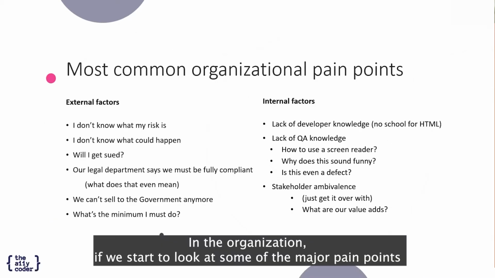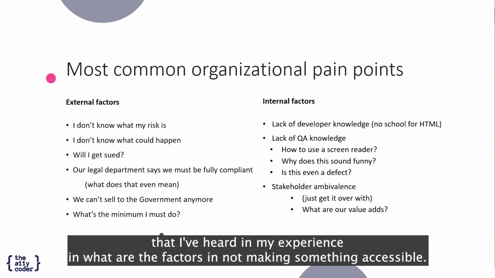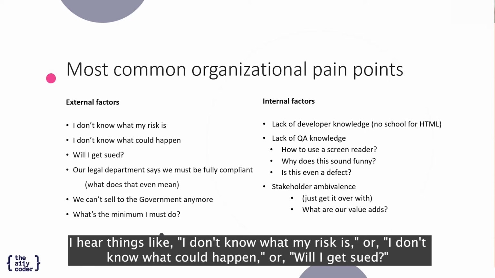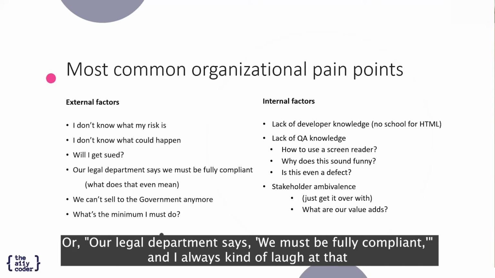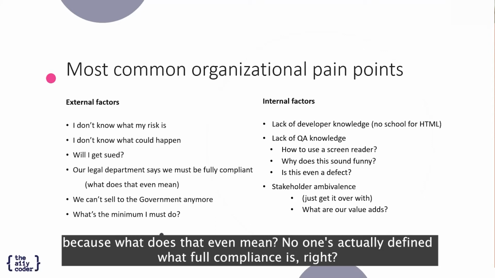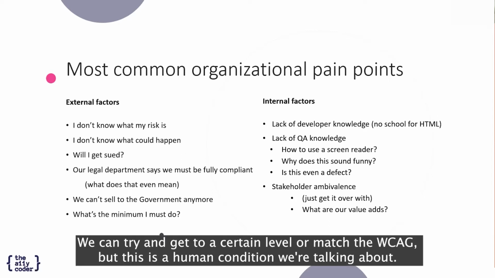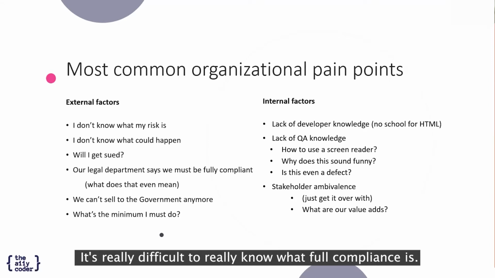In the organization, if we start to look at some of the major pain points that I've heard in my experience, what are the factors in not making something accessible? I hear things like, I don't know what my risk is, or I don't know what could happen, or will I get sued, or our legal department says, we must be fully compliant. And I always kind of laugh at that, because what does that even mean? No one's actually defined what full compliance is, right? We can try and get to a certain level or match the WCAG, but this is a human condition we're talking about. It's really difficult to know what full compliance is.